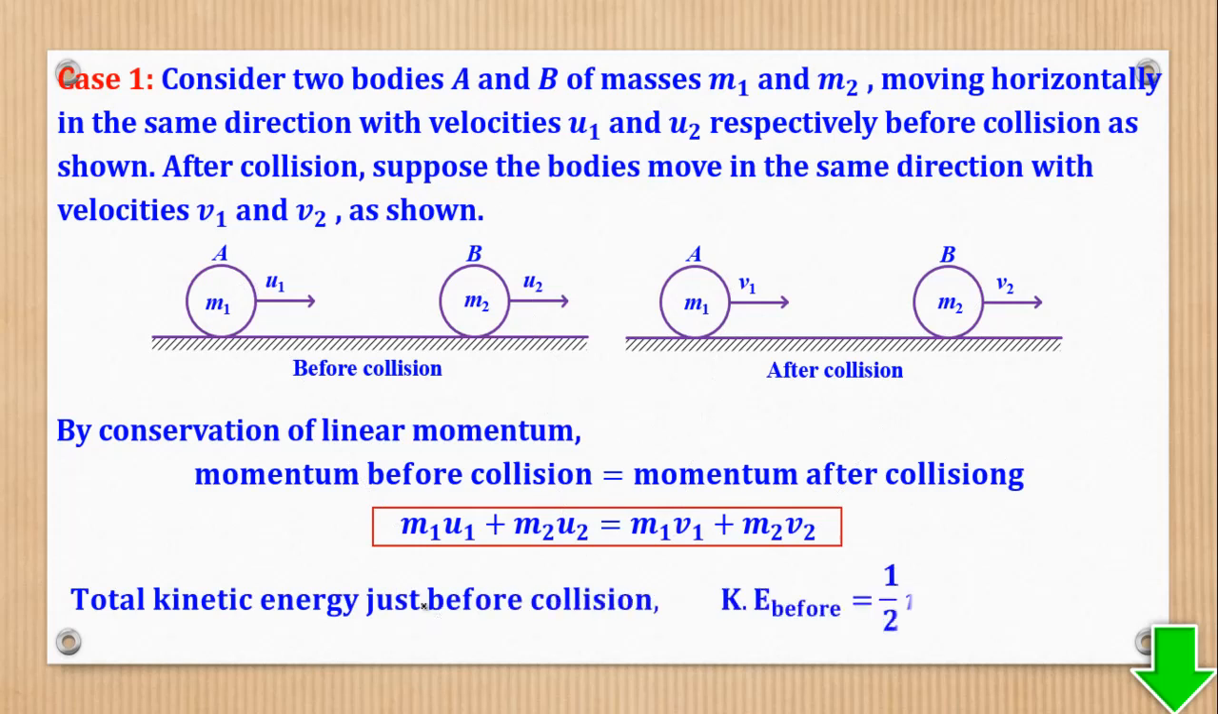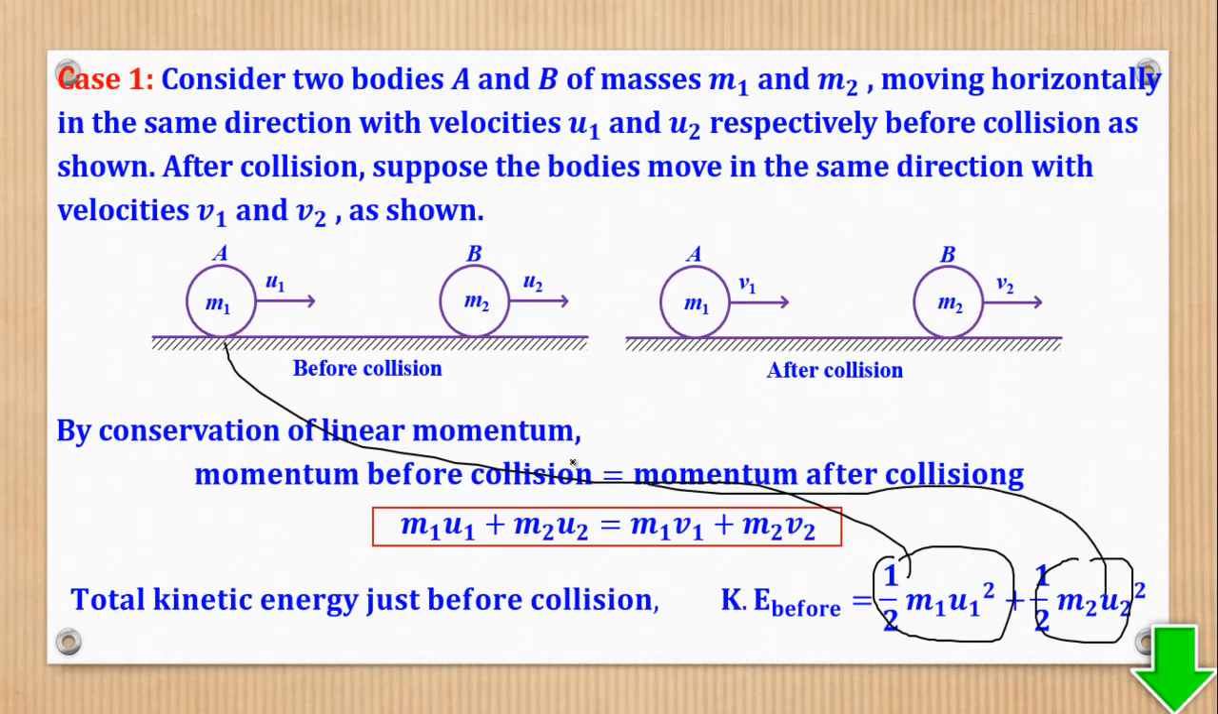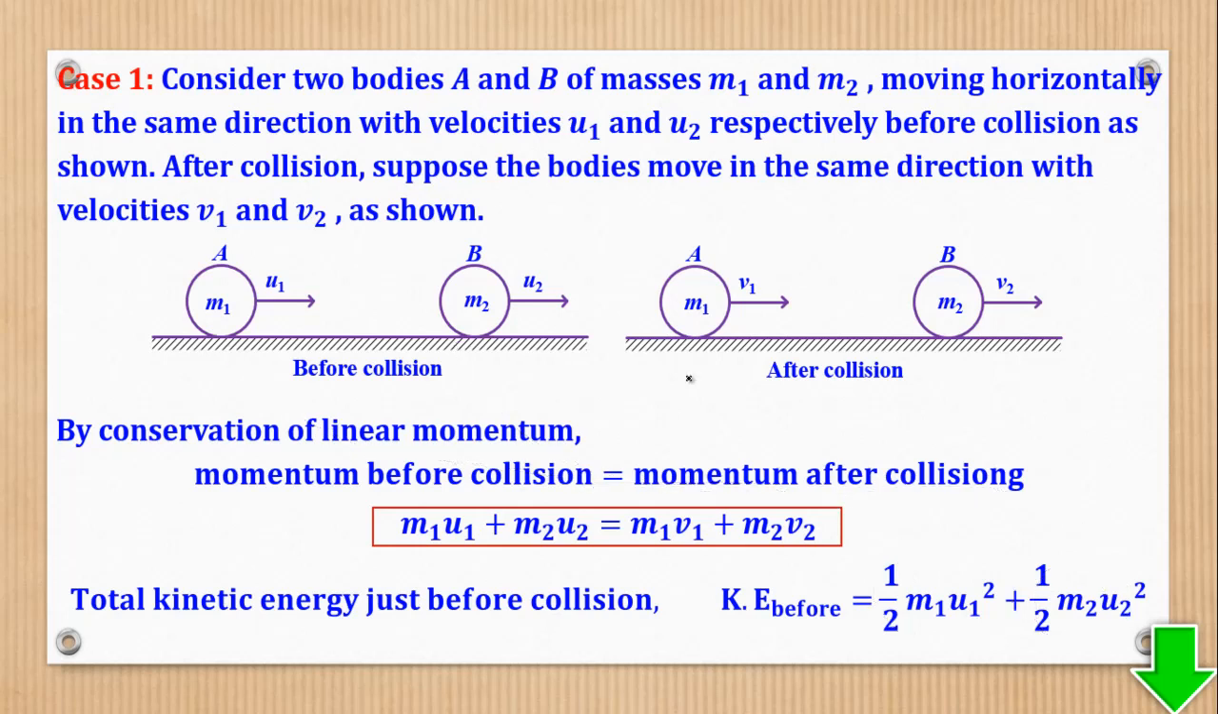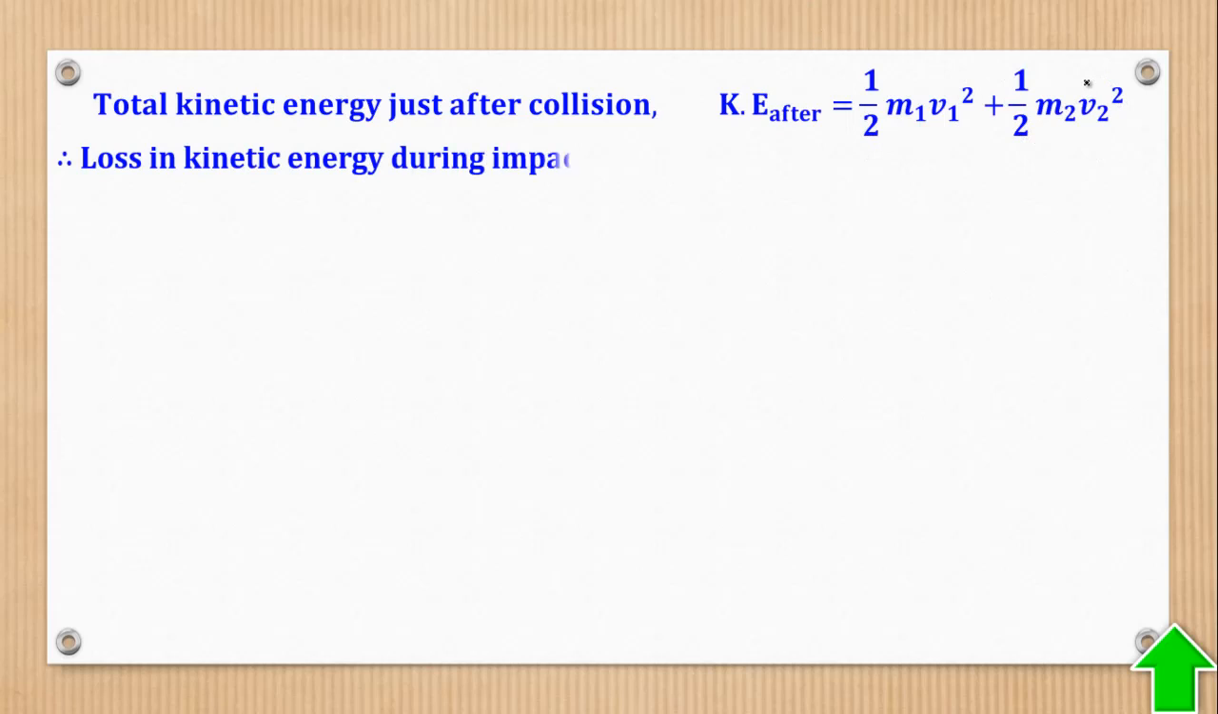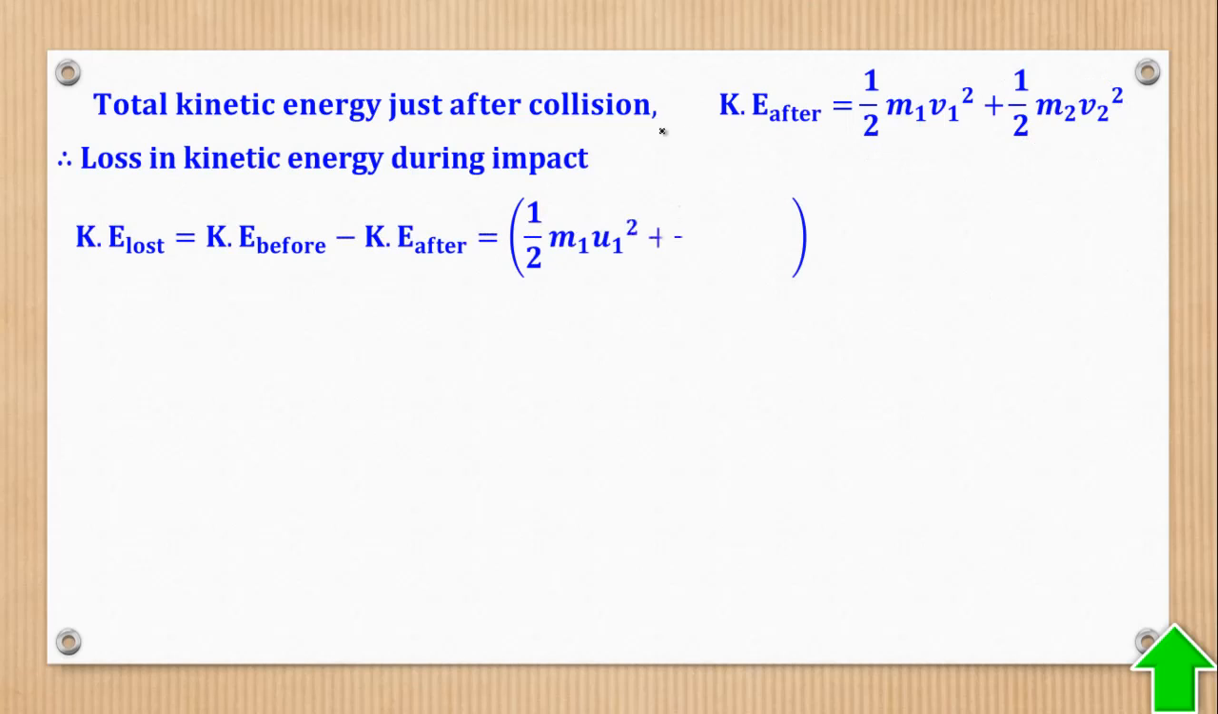What about kinetic energy? Kinetic energy just before collision is a half m1 u1 squared plus a half m2 u2 squared. So this is kinetic energy for this before, kinetic energy for this before. Then after, it is velocities which will change. So let's see what happens after collision. It becomes this for particle A and this for particle B. If these two are different, it implies that there is a loss in kinetic energy, and it is got by subtraction, the one before minus the one after, which is this.